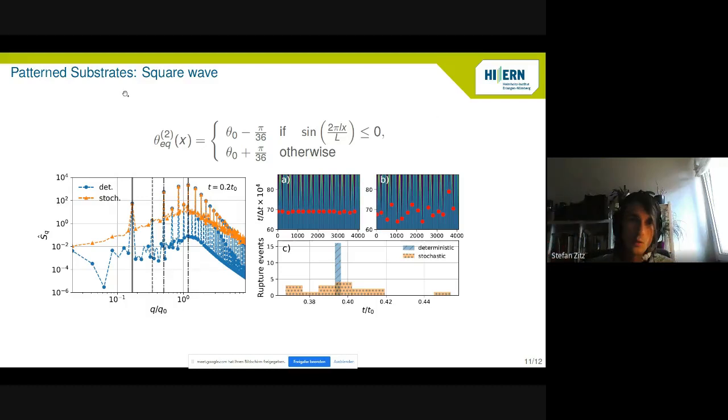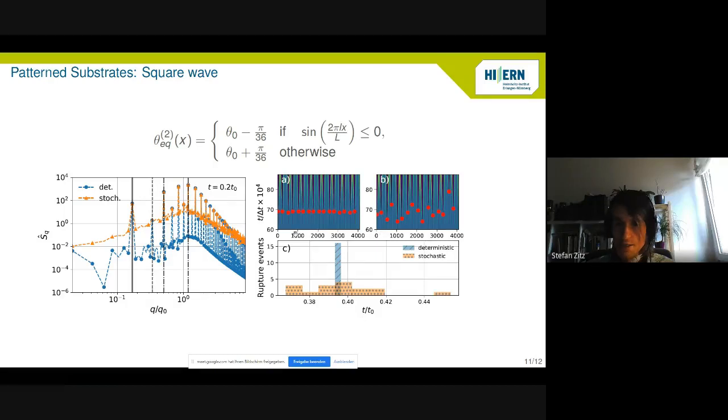So we used the square wave substrate to look into this problem again. And what we found out was that there is no more difference between the deterministic and the stochastic, in the sense that you do not identify this from the structure factor. However, if you go to the region where the film ruptures, then you can plot a line through all the rupture events of the deterministic, while in the stochastic we have a broad range of rupture events, which you can actually hear, but I was not able to include the wave file in this.